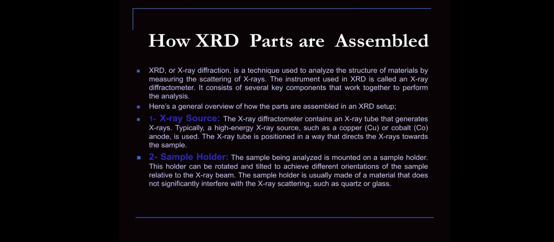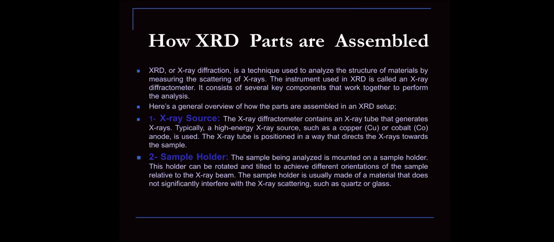How XRD parts are assembled. XRD, or X-ray diffraction, is a technique used to analyze the structure of materials by measuring the scattering of X-rays. The instrument used in XRD is called an X-ray diffractometer. It consists of several key components that work together to perform the analysis. Here is a general overview of how the parts are assembled in an XRD setup.